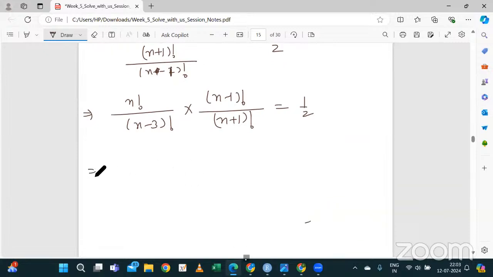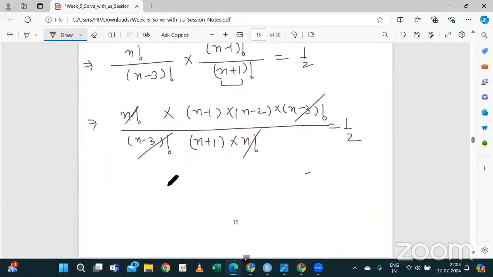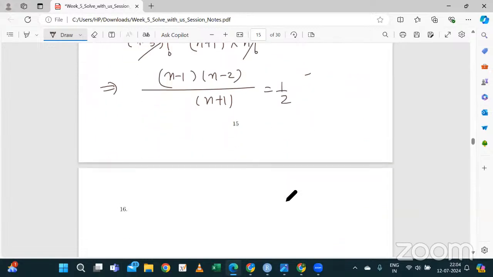So we have to do basic mathematics here. N factorial divided by N minus 3 factorial, I can write as N into N minus 1 into N minus 2 into N minus 3 factorial. And N plus 1 factorial, I can write as N plus 1 into N factorial, equal to half. So this N factorial will get cancelled out, and N minus 3 factorial will get cancelled out. This is a quadratic equation. What we got here is N minus 1 into N minus 2 divided by N plus 1 equal to half. So basically we have to solve this.